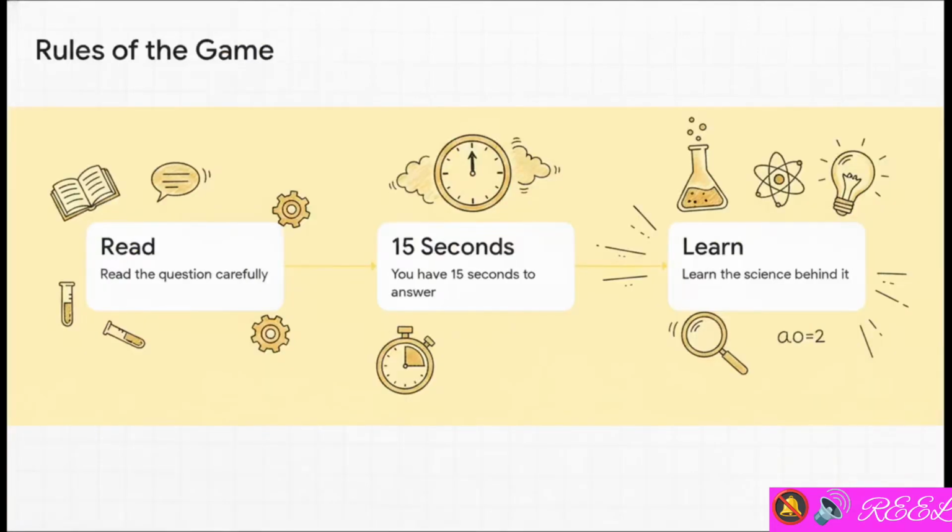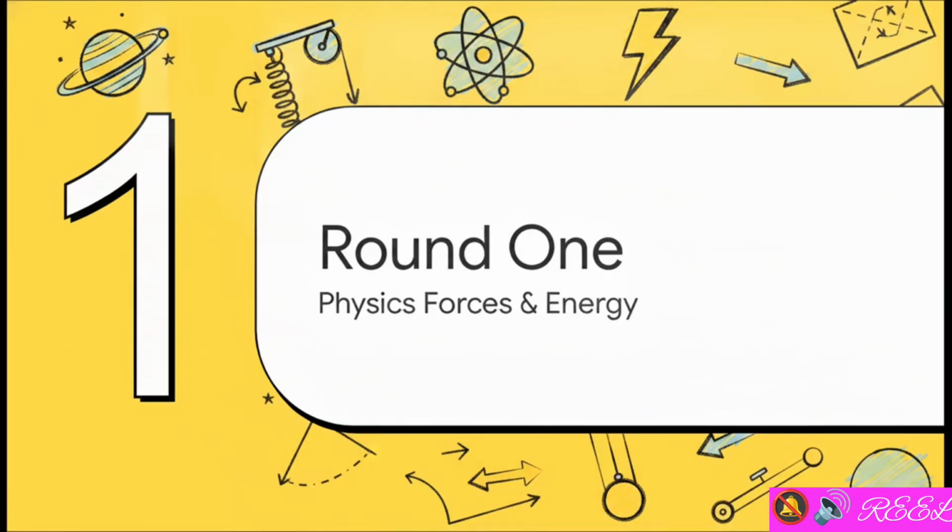Okay, let's dive into this. Here are the ground rules. First, I'll read the question and the options directly to you. Second, the moment I finish, your clock starts. You'll have exactly 15 seconds to think, shout out your answer, write it down, and basically lock it in before the big reveal. And third, whether you get it right or wrong, we're going to learn the science behind the answer right after. No cheating, no pausing, just you against the clock. Ready? Round 1, Physics, Forces, and Energy.